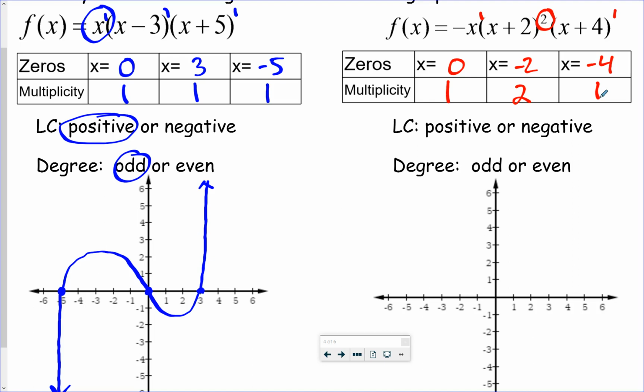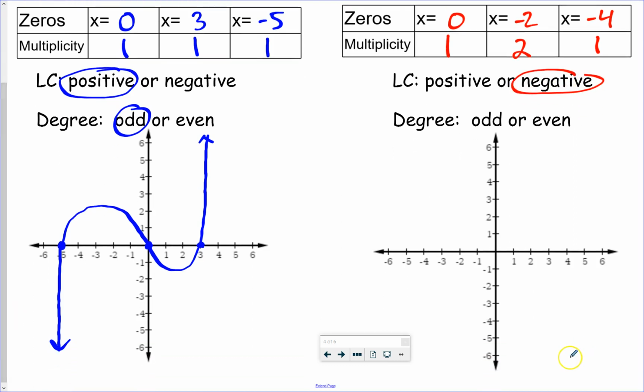So, yeah, you're right. Let's start with leading coefficient. Is that positive or negative? Negative. How do you know that? Because there's literally a negative in the very beginning. Okay? So, yes, it is negative. So, we know we're going to end my graph in the negative direction down here. Okay? What is the degree? My degree is 4. 1 plus 2 plus 1 is 4. So, that means it's an even number.